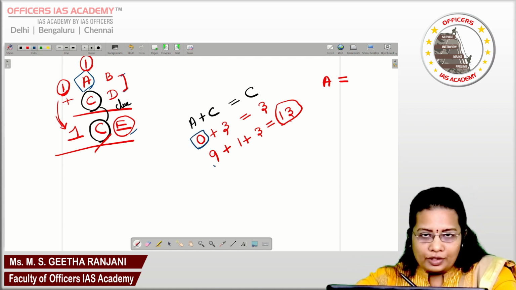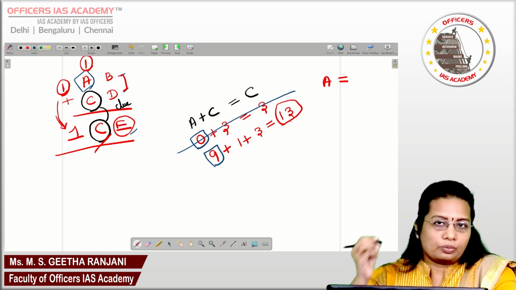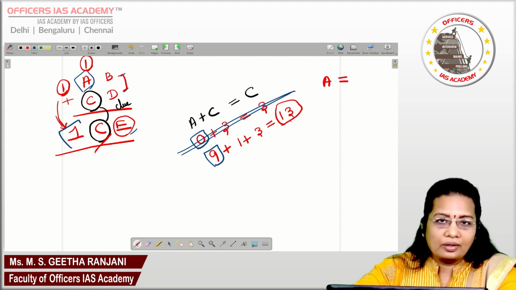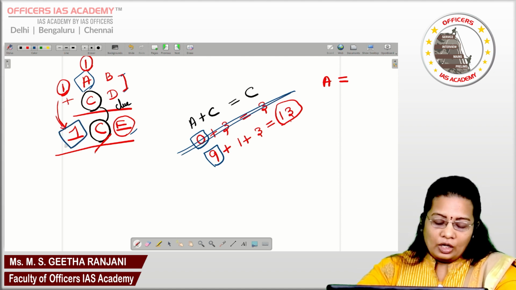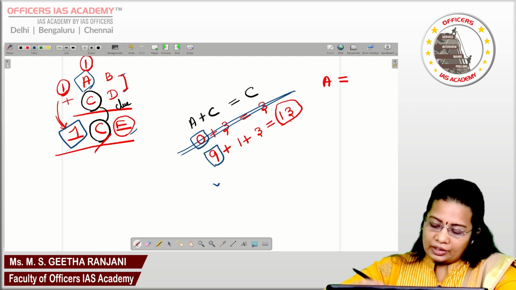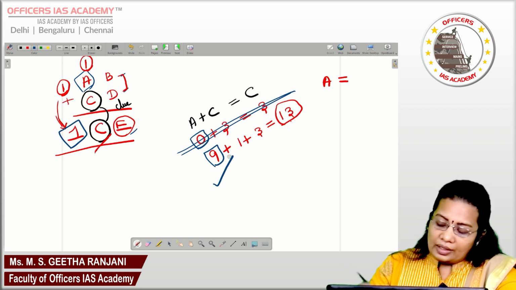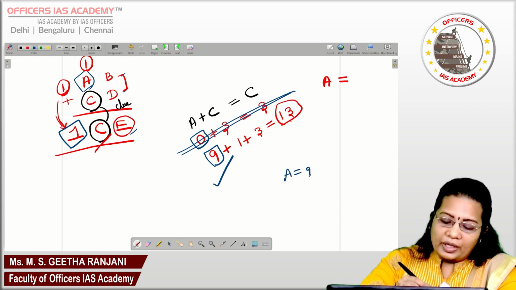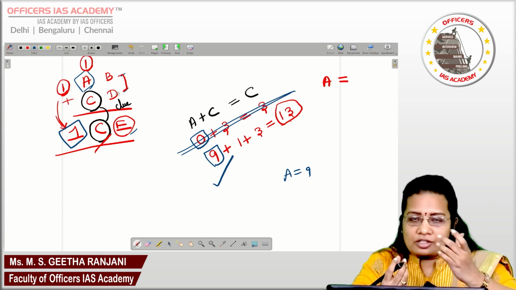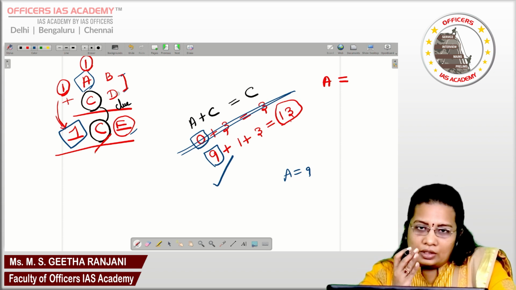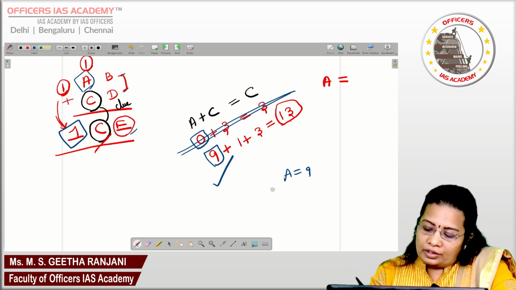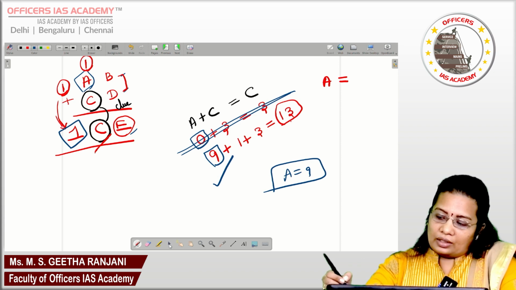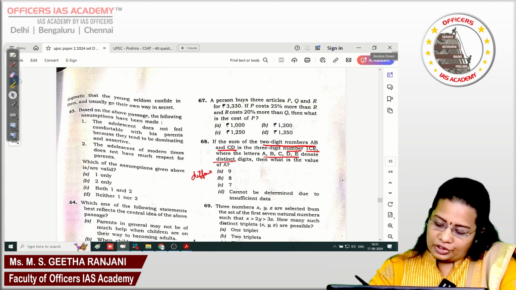Here which one will you choose? 0 we should not choose, because the carry over 1 is placed near the C. If you have noticed this directly, you can go with the option: A is going to be 9. So B and D had some extra values, which were carried forward to the head of A. So extra 1 is included. A is 9. So the answer for this question is option A.